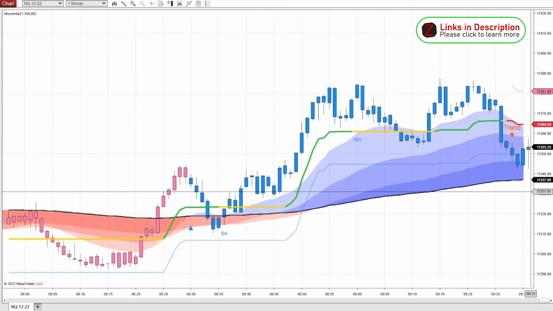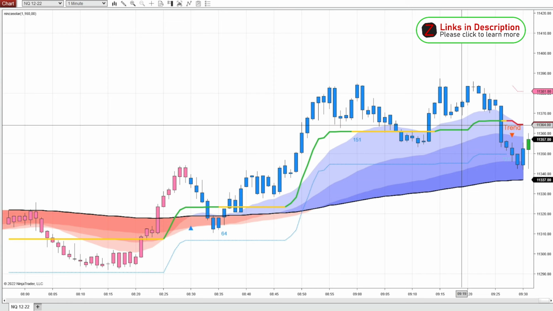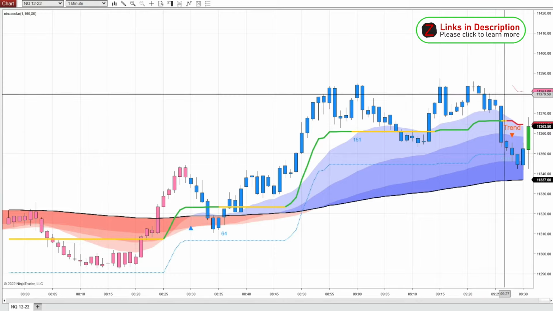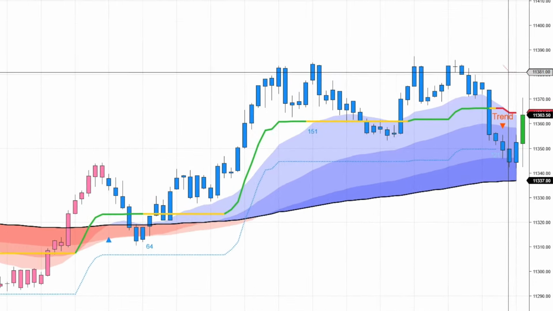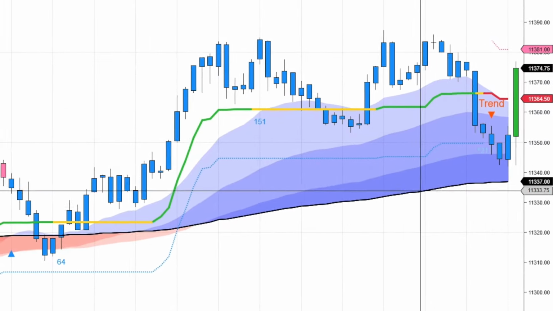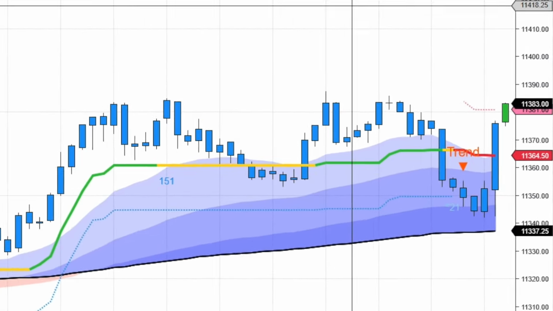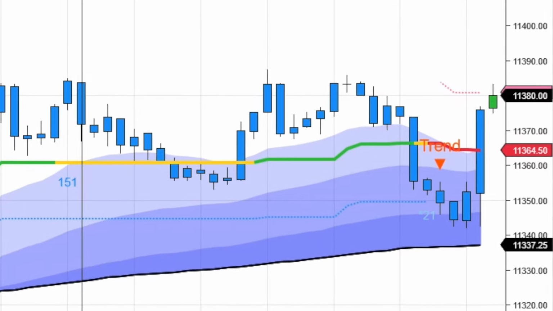Alright, it's 9:30, so our strategy should be on. So if we get a break above this solar wind stop line up here, and our price is above this 200 EMA, we should be entered into a trade automatically.